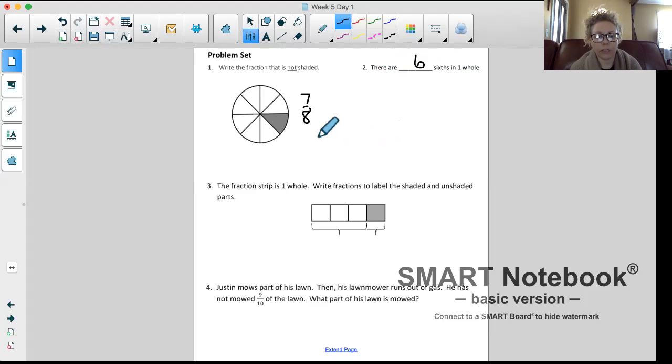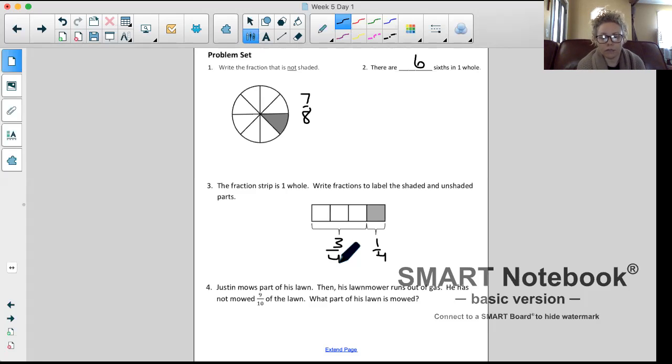Number 3, the fraction strip is one whole. Write fractions to label the shaded and unshaded parts. So if this is one whole, these are fourths. I see 1/4 is shaded, and I see that that's a 4. And I see that 3/4 are not shaded.